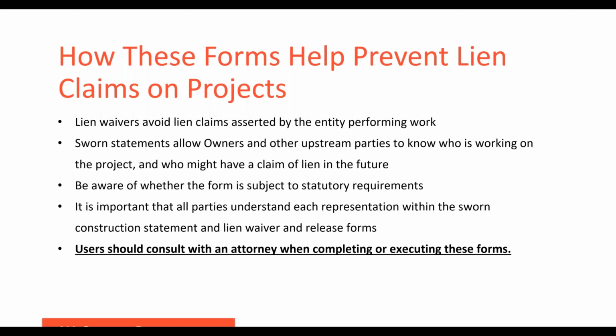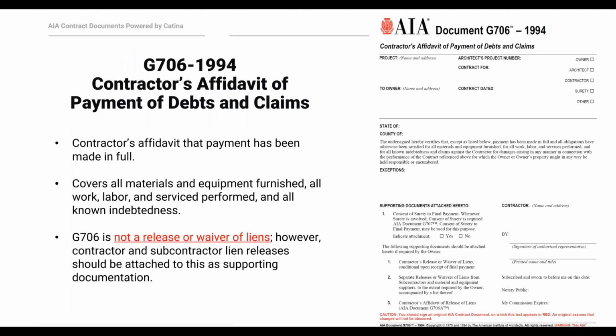Got it. Thank you. Okay, so we've got a handful of more slides, and then if we have time, we'll do a few questions. I'm going to change gears a bit here. I'm going to show you two forms for a contractor to execute that really tie together the individual lien waivers and releases. The first one is G706, 1994, Contractor's Affidavit of Payment of Debts and Claims.